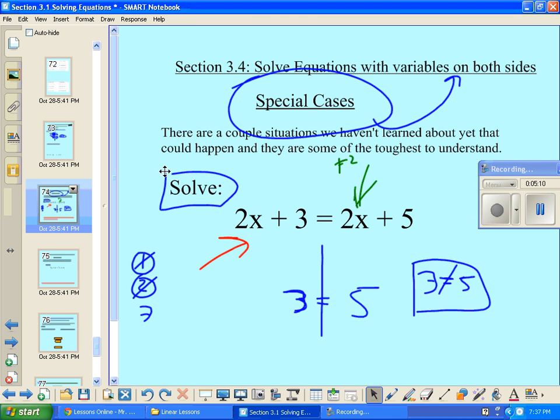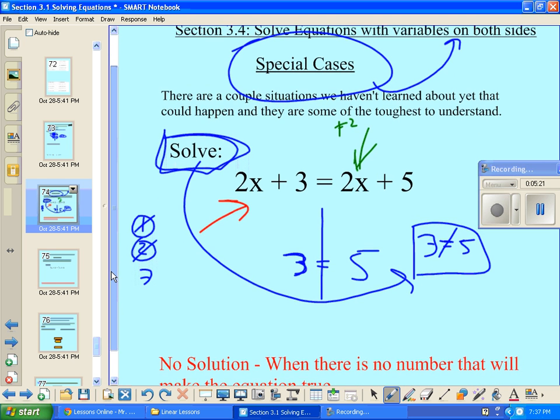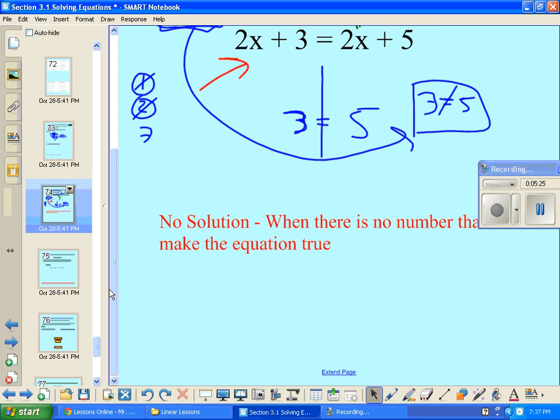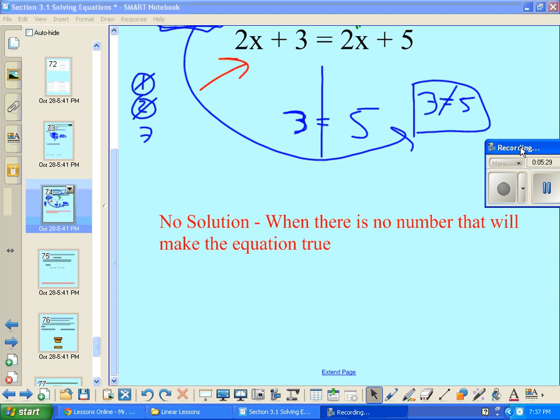What happens in this case, again, remember what solve means. Solve means that we're trying to find out what x is. Well, if I get something like this in a problem, where I get down to a statement that's not even true, we call that a no solution case. And this is something I would like you to write down in your notes if you're copying notes along with this. This is a no solution case, because what we're saying is there's no answer.